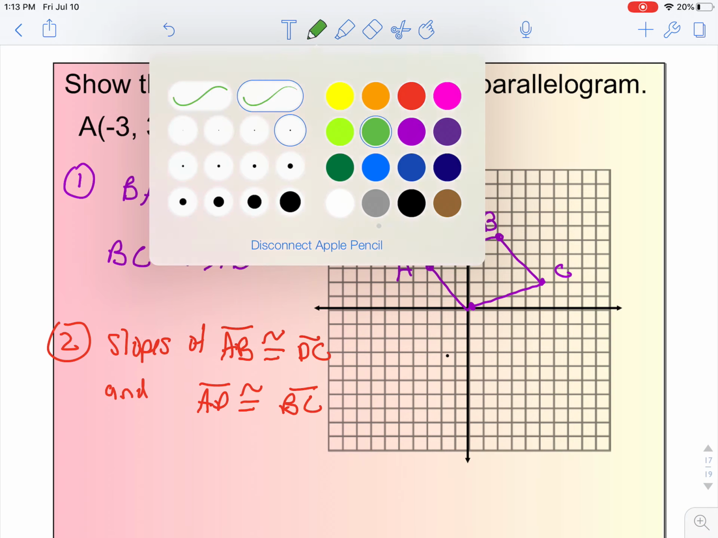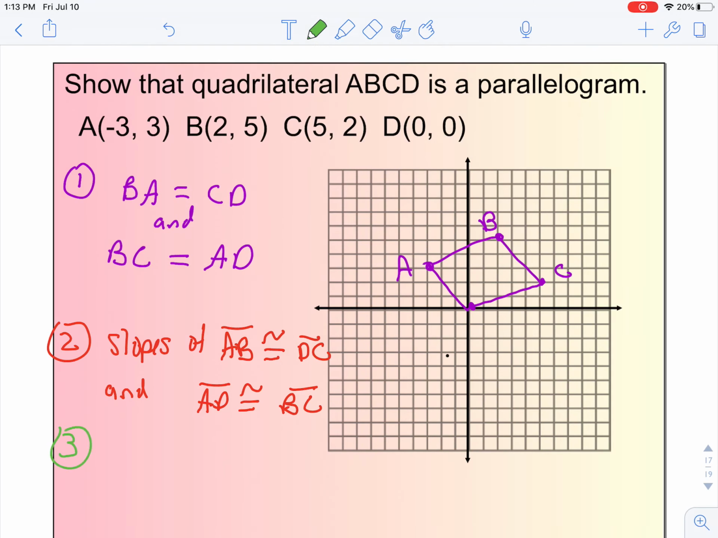Another way you could do this is you could find the slopes of AB and DC and make sure they're equal or congruent, and then also that AB would equal DC as far as length. So there's multiple different ways to do it. And so what you would do is you would actually calculate those things out.